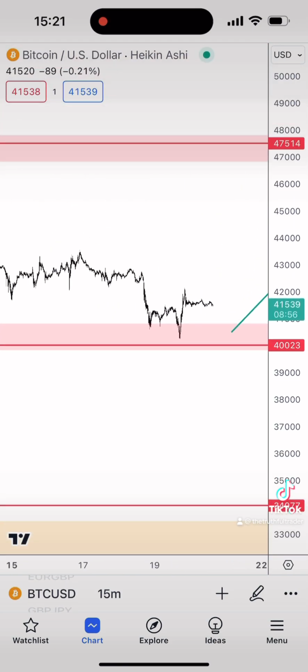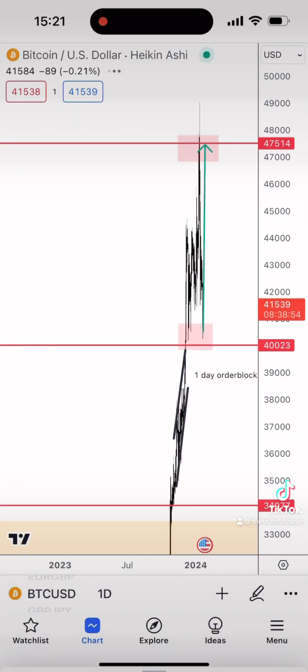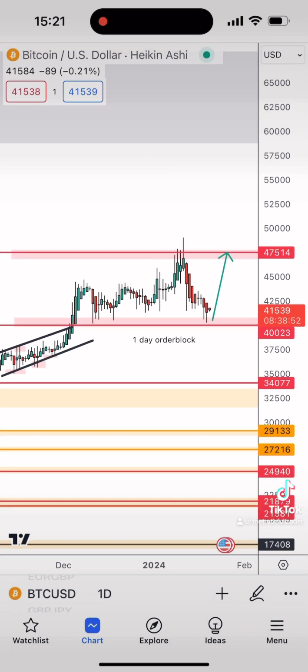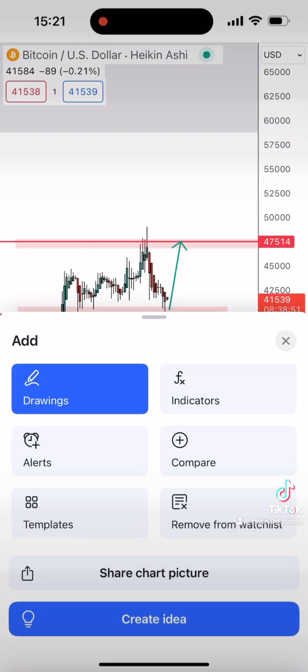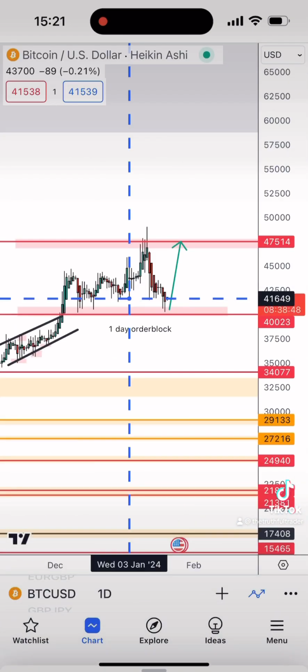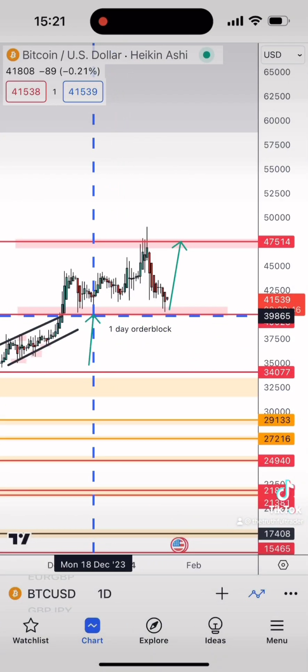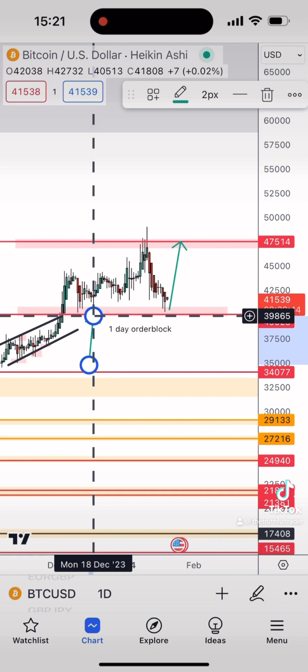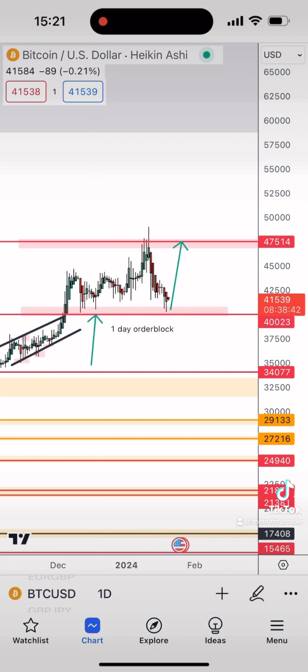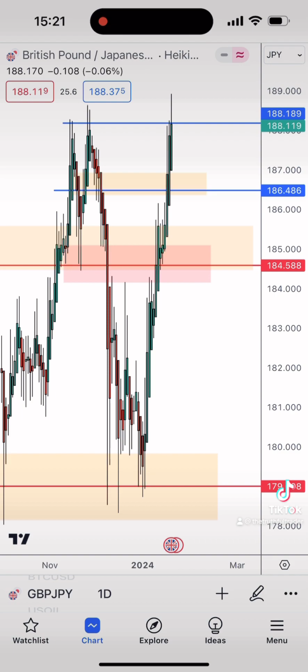Now let's move on to Bitcoin. Again, I'm still bullish on this. We're at a lovely 1-hour order block here. I still think we're going to see a lovely move up to the 47,000 level. This is holding beautifully at the moment. It's had a little rise over the weekend up to the 41,000 level from 40,000. So let's see what happens there.